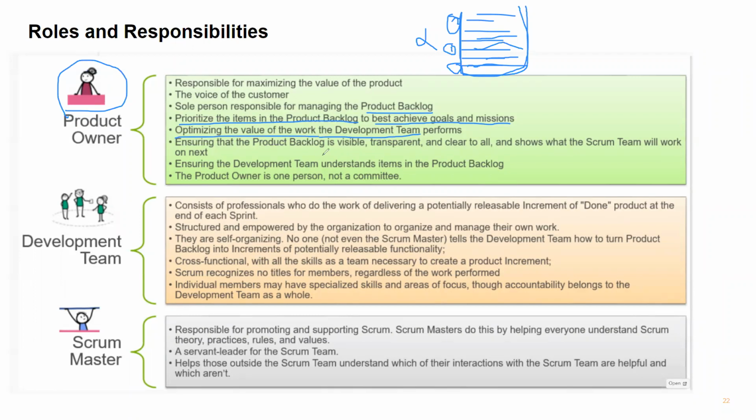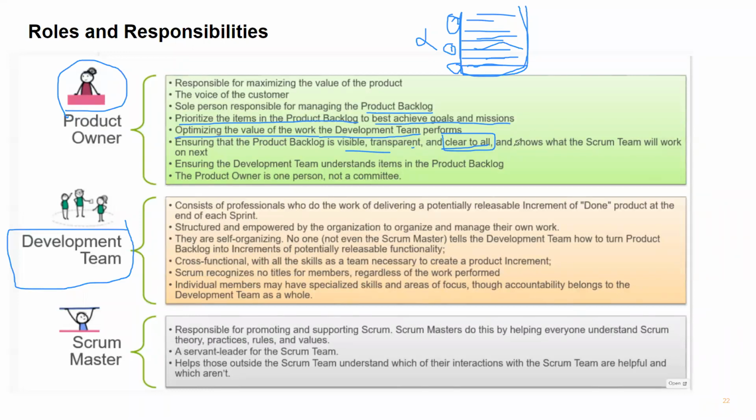So he ensures the product backlog is visible, transparent, and clear to all. Who is this all? Clear to all means all the team members. Team members means who? The development team, developers, testers. Yes, team members means the development team. Who will be part of the development team? Testers, developers. Yes, it's a cross-functional DevOps team which has all the functions required to be delivered inside a team.